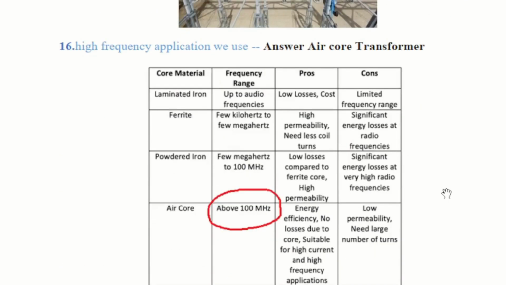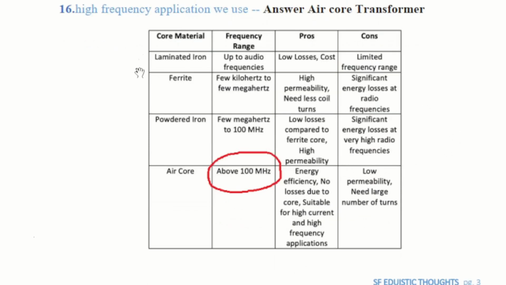Question number 16 is asking about high frequency applications. Which kind of core of the transformer do we use for high frequency applications? So the answer is air core transformer. By giving the analysis over here, there are different types of core materials: air core, powder core, and laminated iron cores. They have different frequency ranges.